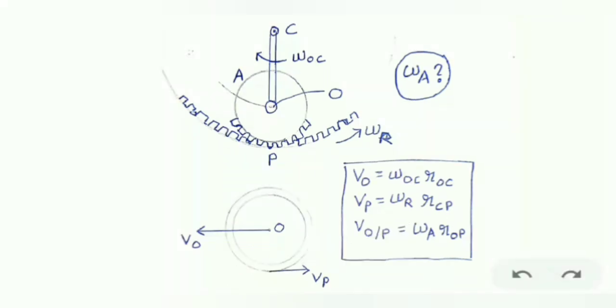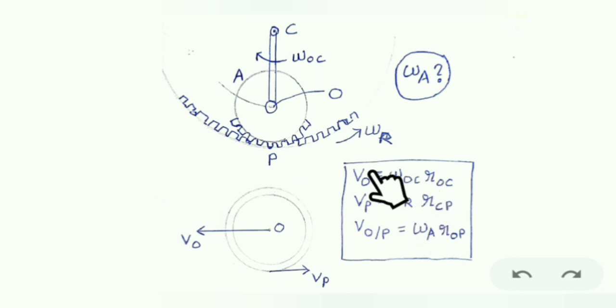Done. So what would be the direction of O relative to P? O is going this side and P is going this side. So O relative to P would be directed towards the left, because O moves towards the left and P moves to the right. Left means the negative direction. So this would be negative omega A times OP, and we want to find omega A, the angular velocity of this planetary gear.